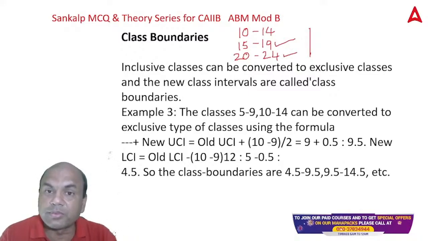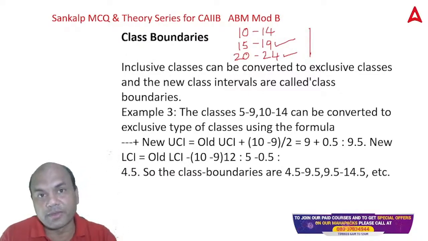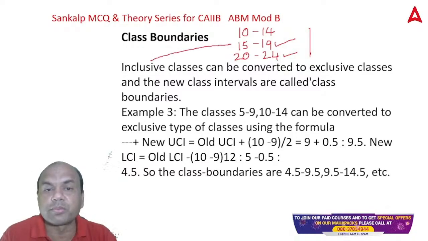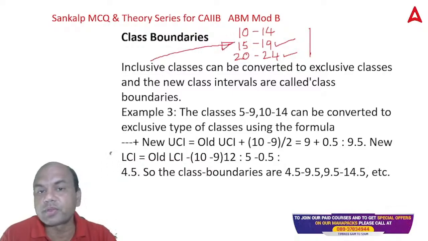So this group where the upper and the lower boundary is included is known as an inclusive group. Inclusive. Okay, got it? Inclusive means where the upper and the lower boundary, you can call it the maximum and minimum limit, are included. That is known as an inclusive class.